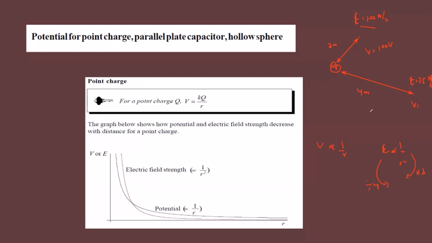But what about voltage? It follows an inverse law, so because the distance is doubled, the potential will decrease by 2. That's why this voltage will be 50. Is it clear? Any doubt in this?